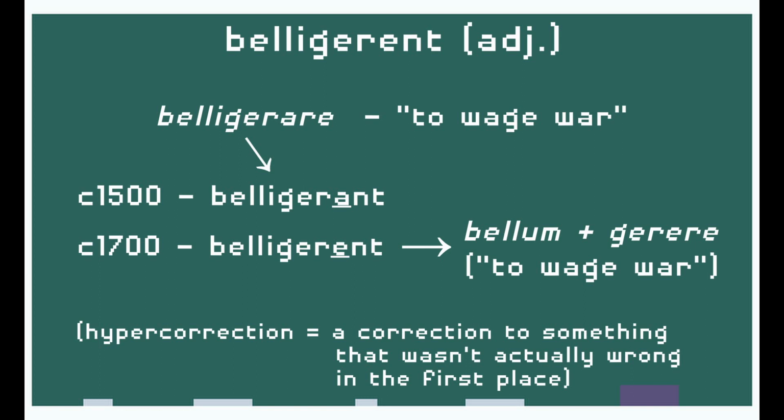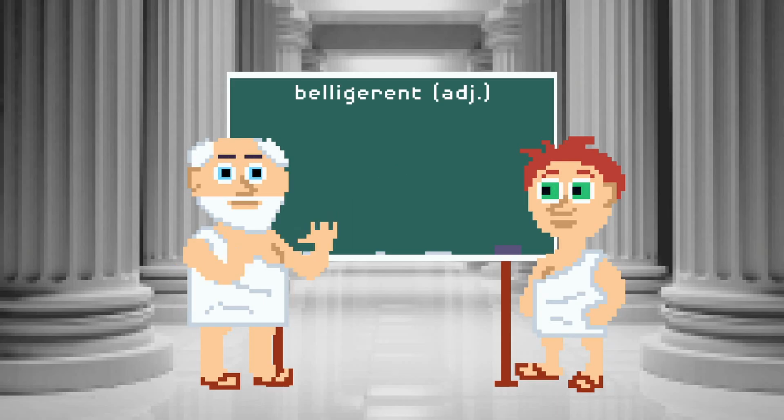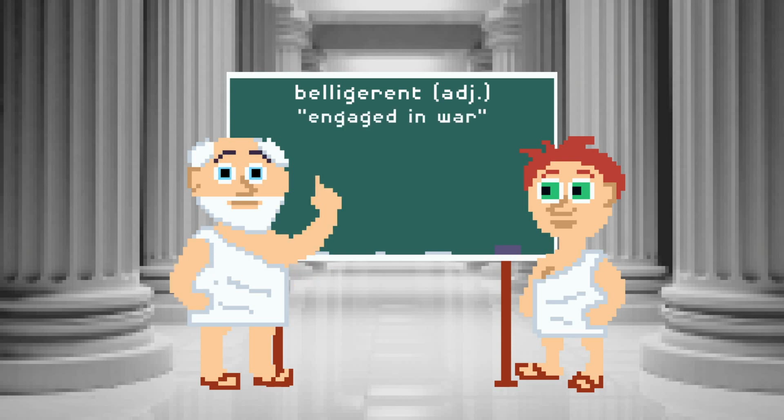So the modern spelling is actually etymologically borked. Anyway, belligerent started off as meaning someone or something literally engaged in war, but the meaning has expanded over the centuries to be figurative as well. Now belligerent is basically a fancy, if rather intense, synonym for hostile.